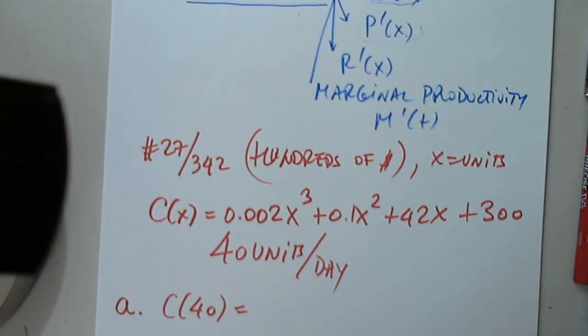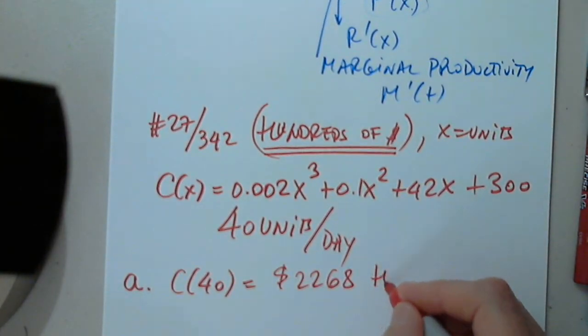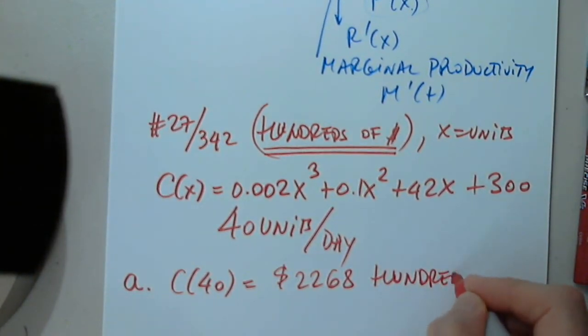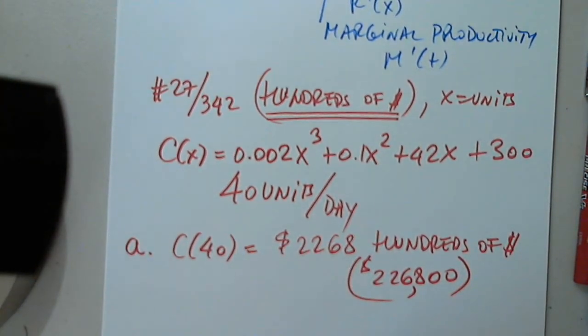And of course, they want us to find the cost for producing 40 per day. So the cost is, don't forget the measurement unit, 2268, but remember, that's why I wrote it here, hundreds of dollars. So in other words, it should be 226800. This is what it should be. Let's move on to part B. Any questions?